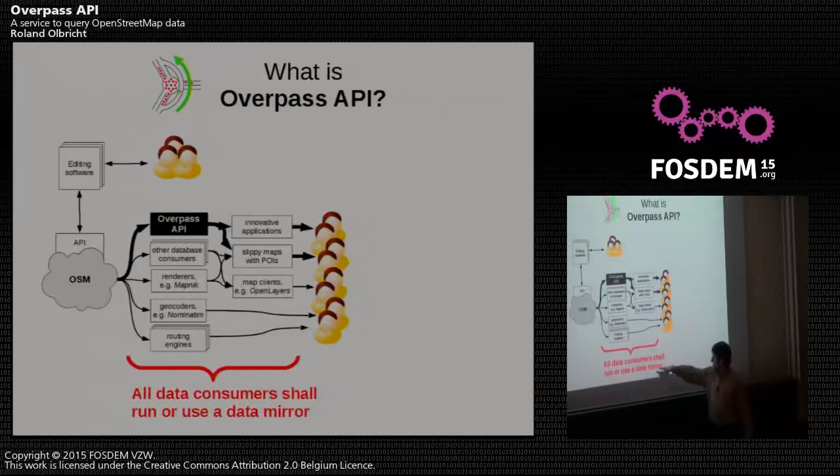should run or use a data mirror. And this is why there's this whole ecosystem of data mirror servers. They all take the updates coming in from the OpenStreetMap database once per minute and process them to keep an up-to-date copy of the OpenStreetMap database.